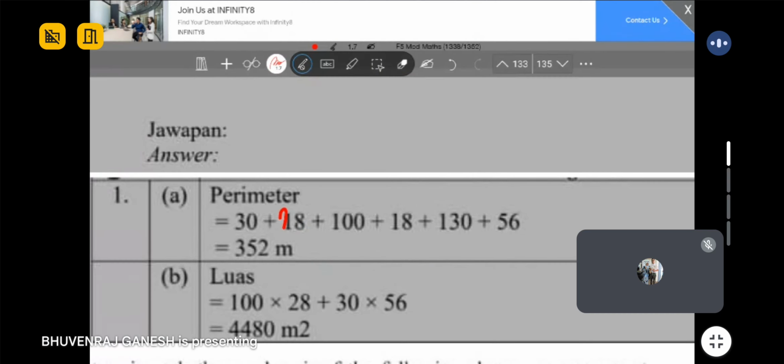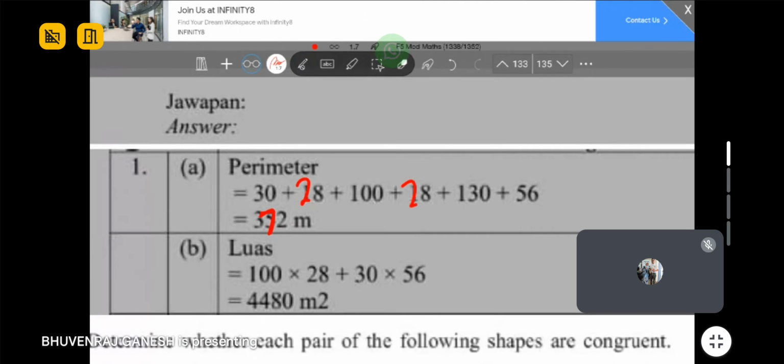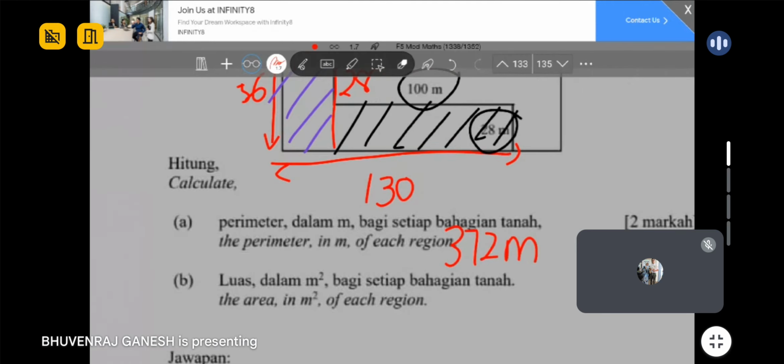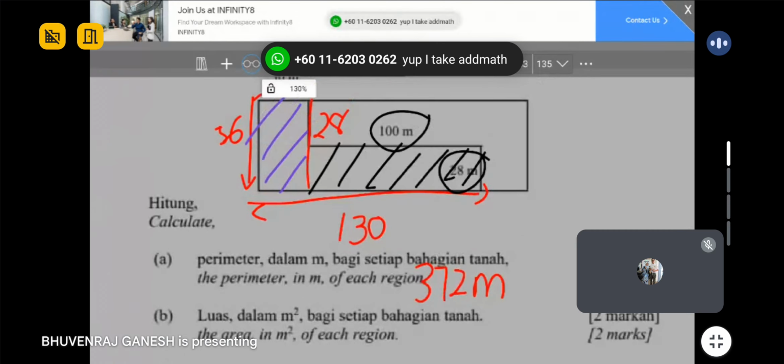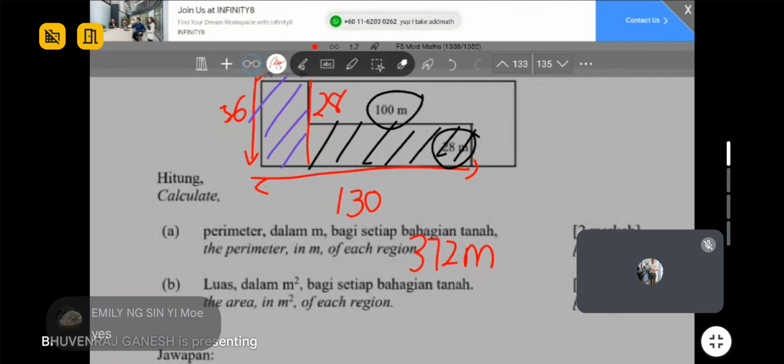Okay, so this one got typo. This one is actually 28, not 18. Okay, let me correct. Okay, so this one is 372. Okay, guys, are you all clear with this question? Boleh faham soalan ni? Respon sikit.